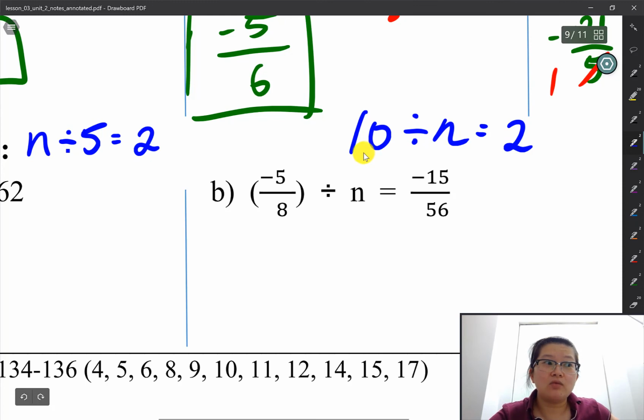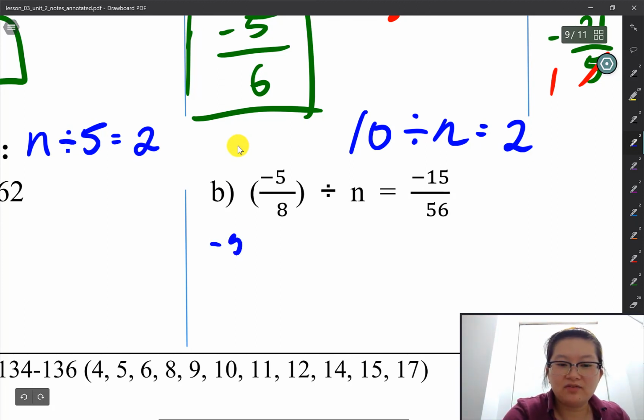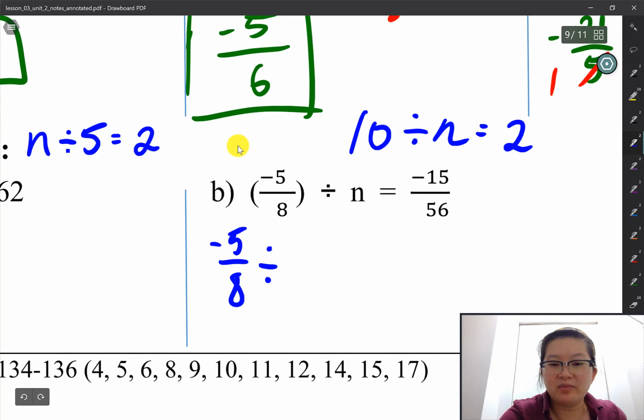So note the reason you can't multiply here is that division order matters. Multiplication is the opposite. Multiplication order does not matter. But what we can do to get n here is take 10 divided by 2, which is going to give us n, which is 5, according to our previous easy example. So if we want to take 10 divided by 2 using this nastier looking problem, that's going to look like this: negative 5 over 8 divided by negative 15 over 56.